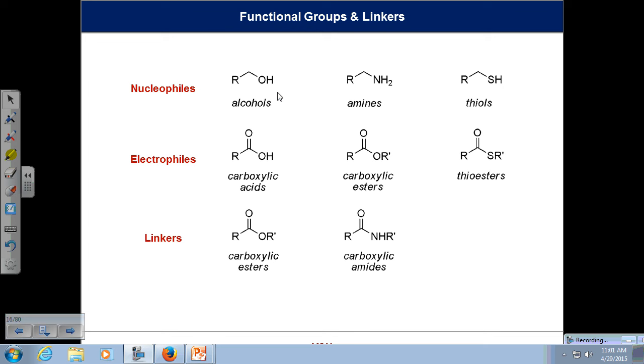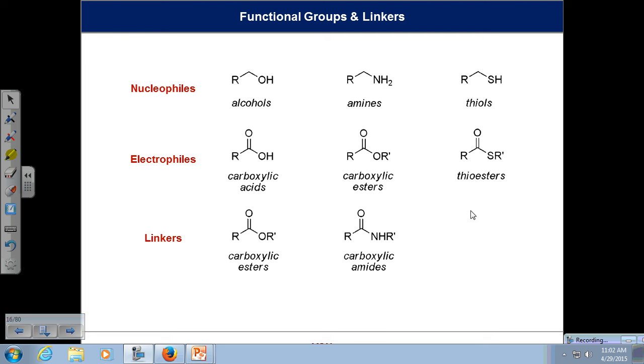So in terms of what functional groups you'll use here, often we'll be talking about double bonds, we'll be talking about alcohols, amines, things like that we know a lot about. Thiols we know a little bit about. They are the sulfur equivalent of alcohols. And then we need an electrophile. To snap these things together, we need electrophiles. Commonly, we'll use carboxylic acid to make carboxylic esters, and we'll use things like amines to make amides.